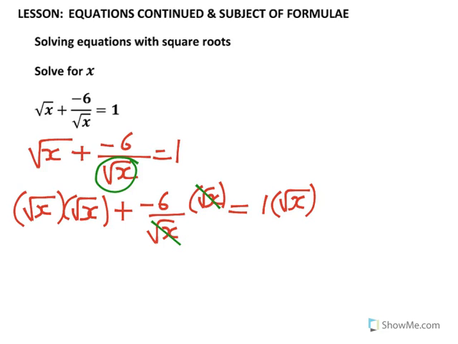Now, square root of x and the square root of x, you'll get an x minus 6 is equal to square root of x. Now, when you have done that, if I can write it again, x minus 6 is equal to square root of x.